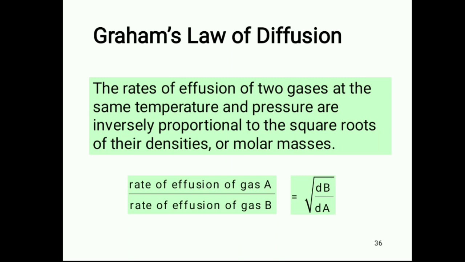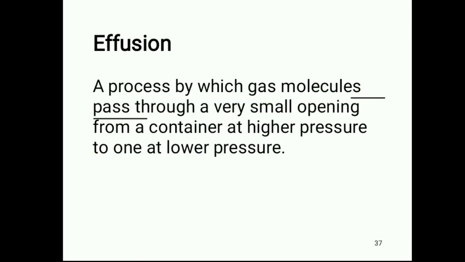And also, you can use Graham's law of diffusion. Graham's law of diffusion is used when comparing two gases in a mixture. It states that the rates of diffusion of two gases at the same temperature and pressure are inversely proportional to the square roots of their densities or molar masses. So we have the equation: rate of diffusion of gas A over rate of diffusion of gas B equals the square root of the ratio between the densities of the two, or the molar masses of the two, gas B over gas A. But first, let us distinguish between effusion and diffusion.